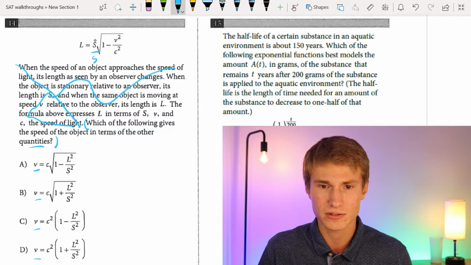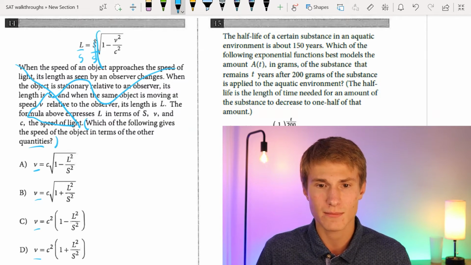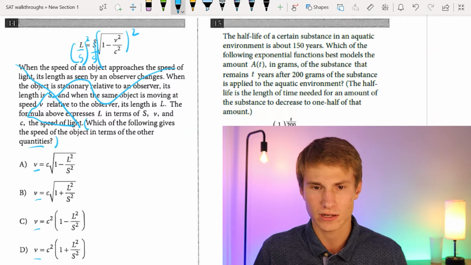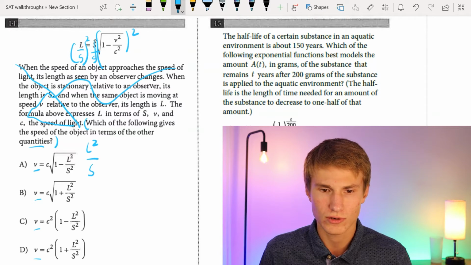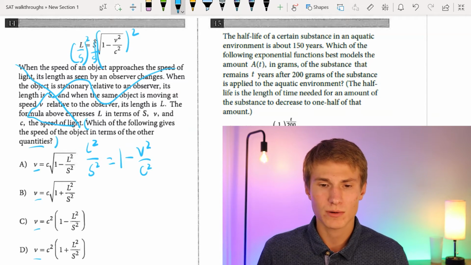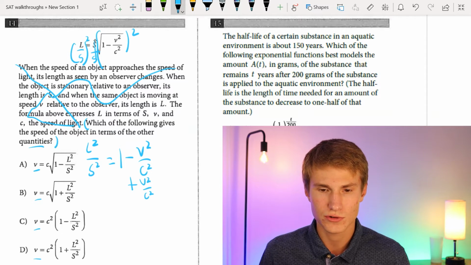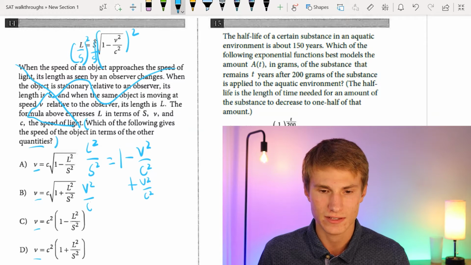So to do that, the first thing I'm going to do is divide each side by s. That way I can get that square root isolated. From there, I'm going to go ahead and square each side. So I'll have L over s squared, as well as everything underneath that square root getting squared. Now from there, I'm going to end up with L squared over s squared is equal to 1 minus v squared over c squared. Now, what I'm going to do here is add v squared over c squared to each side. The reason I'm doing that is because that way I can keep my v squared positive.